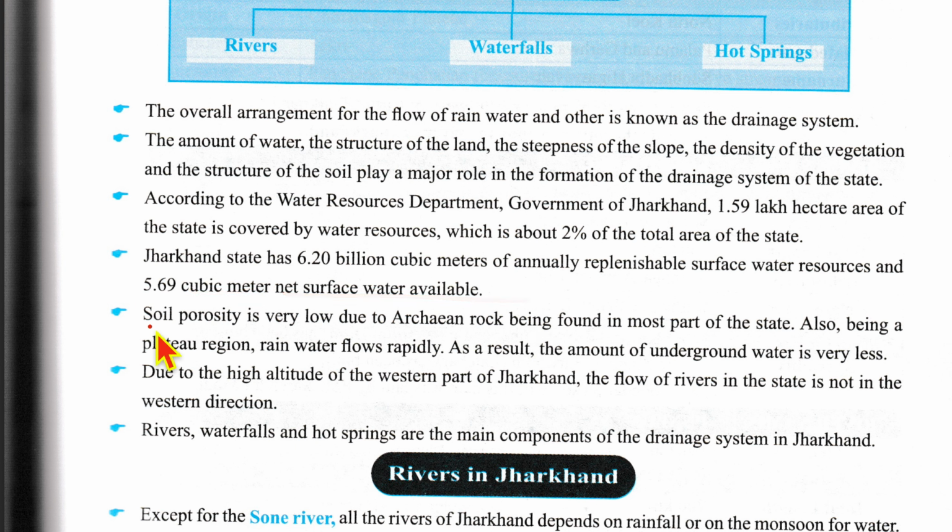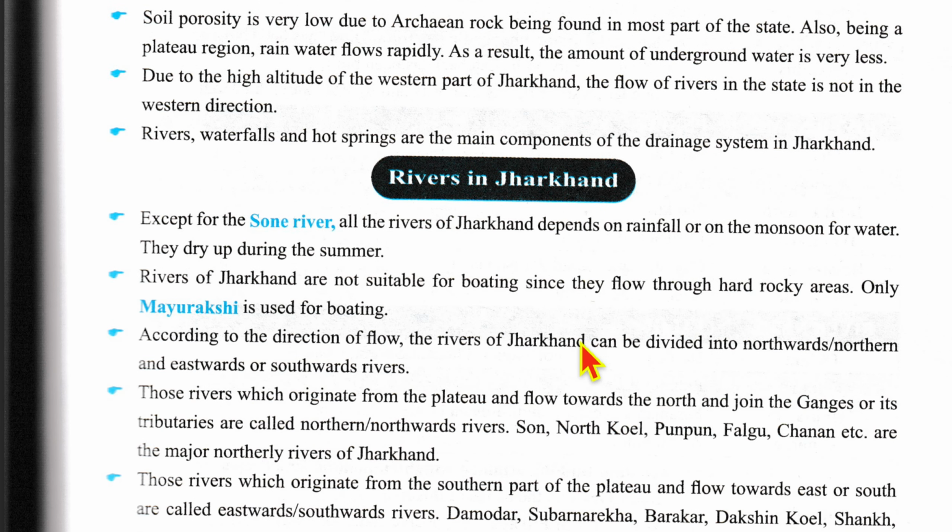Soil porosity is very low due to Archean rock being found in most parts of the state. Also, being a plateau region, rainwater flows rapidly. As a result, the amount of underground water is very less. Due to the high altitude of the western part of Jharkhand, the flow of rivers in the state is not in the western direction. Rivers, waterfalls, and hot springs are the main components of the drainage system in Jharkhand.